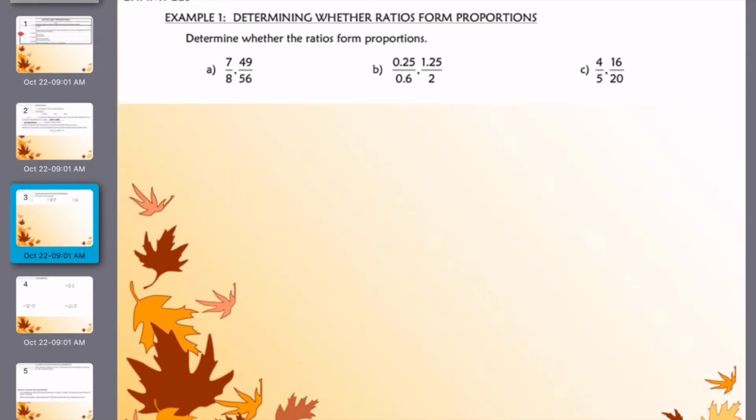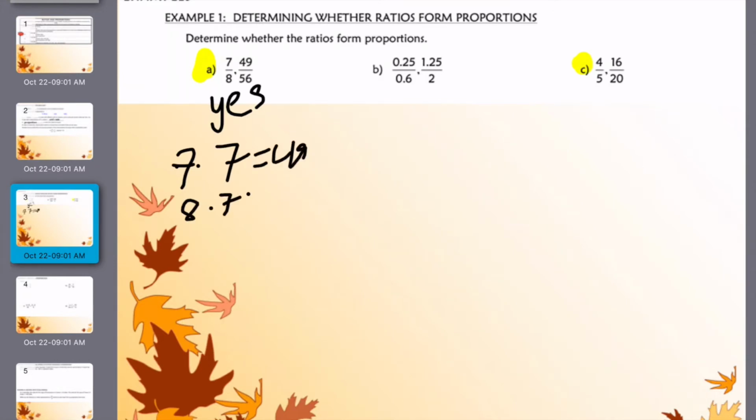Determine whether the ratios form proportions. Well, here's what I'm going to do. I'm going to do questions A and C and leave you with the decimals because I know that you love decimals. So we have 7/8 and 49/56. Well, I know that these are proportional, yes, because if I do 7 times 7, I get 49, and 8 times 7 gives me 56. So yeah, that works out.